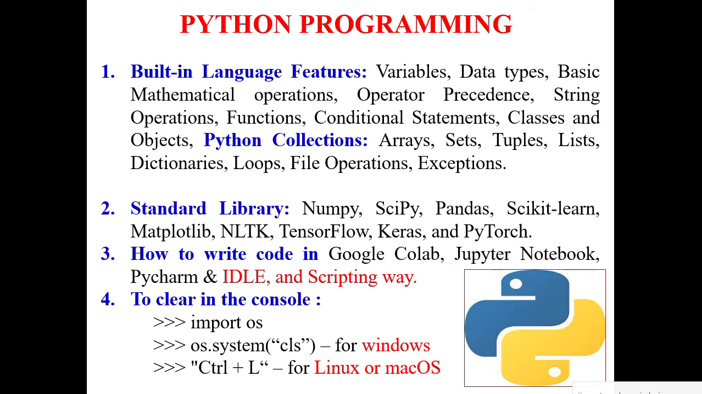Then I am going to train you how to write code in Google Colab, Jupyter Notebook, and how to use IDLE, Integrated Development and Learning Environment. PyCharm is one more IDE, and there is the scripting way. Scripting way means we are writing our own code in order to execute it in our own applications. To clear the console, we use import os. OS means operating system. os.system of cls is for Windows, and Control L is for Linux and Mac OS.